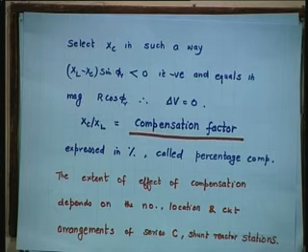Compensation factor is defined as Xc by XL, expressed in percentage, then it is called percentage compensation, like your regulation. There is absolute regulation, there is percentage regulation, you have to multiply it by 100.